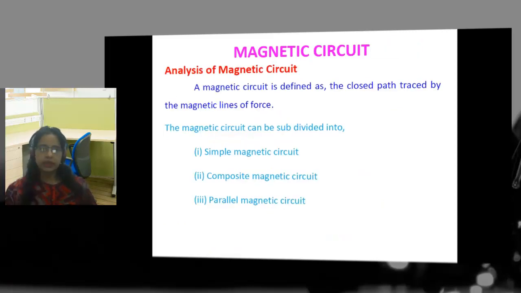Now, analysis of magnetic circuits. A magnetic circuit is defined as a closed path. What was an electric circuit? It was a closed path in which electricity flows. In the same way, a magnetic circuit is defined as the closed path traced by the magnetic lines of force. Magnetic circuits can be divided into three: simple magnetic circuit, composite magnetic circuit, and parallel magnetic circuit. One by one I will discuss all these three.